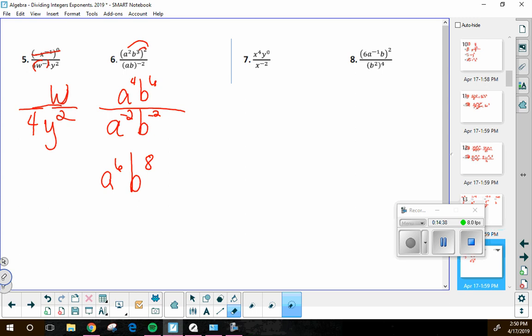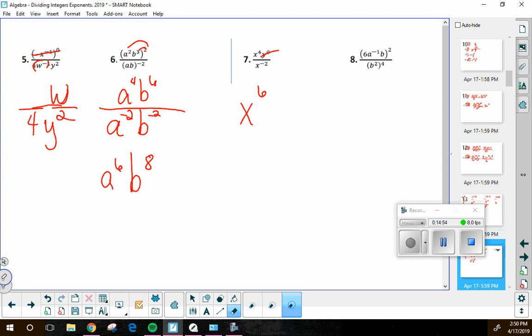Okay, so on number 7, I like this. This y to the 0 is going to go away, right? And that just leaves me with 4 minus negative 2. What is that? 6. So this whole answer is just the same as x to the 6th.